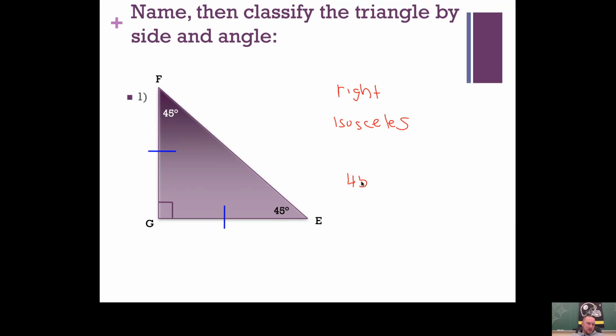The only right isosceles triangle in the world is the 45, 45, 90 triangle that you see here. There is no other possibility for a right isosceles triangle than to have these three angle measures. We need to name this triangle also. So we're going to use the three vertices to name this triangle FGE.